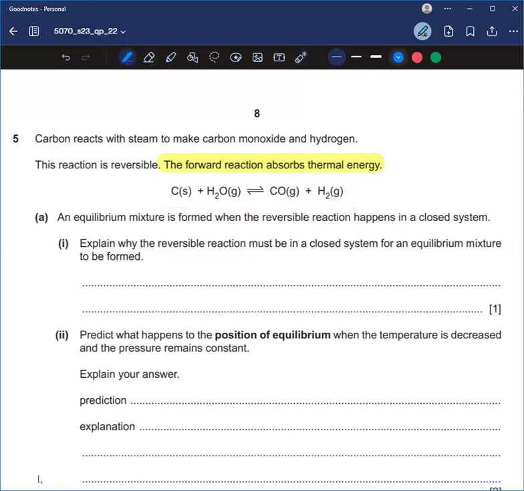Okay, let me write it. It is done. So the reactants and the products cannot escape.